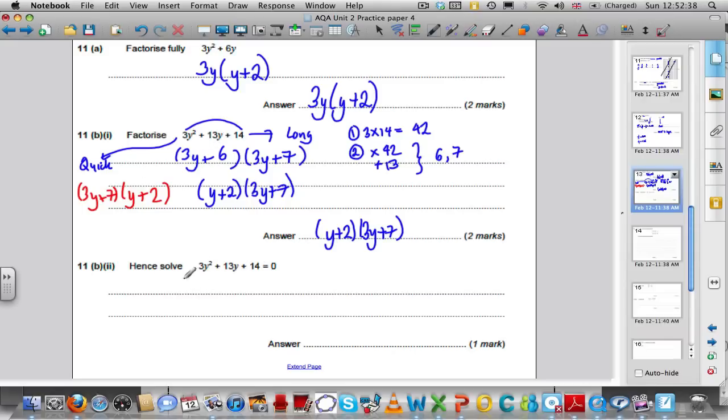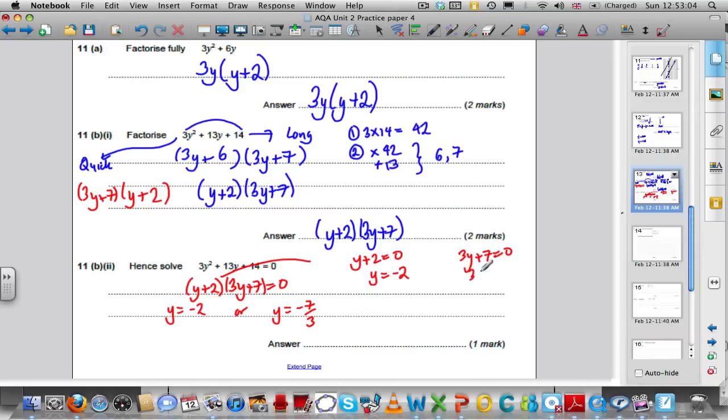It then says, hence solve this. Well, you've just factorised that, so you know that y plus 2, 3y plus 7 equals 0. So y must be minus 2, or y must be negative 7 over 3. How do I get those? Well, if y plus 2 is 0, subtract 2 off both sides to get y is minus 2. And similarly, if 3y plus 7 is 0, 3y is minus 7, and y is minus 7 over 3. So your answers are y equals minus 2 and y is minus 7 divided by 3.